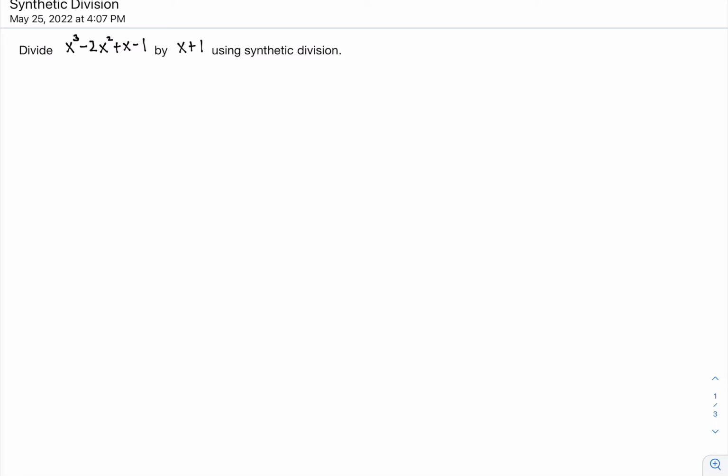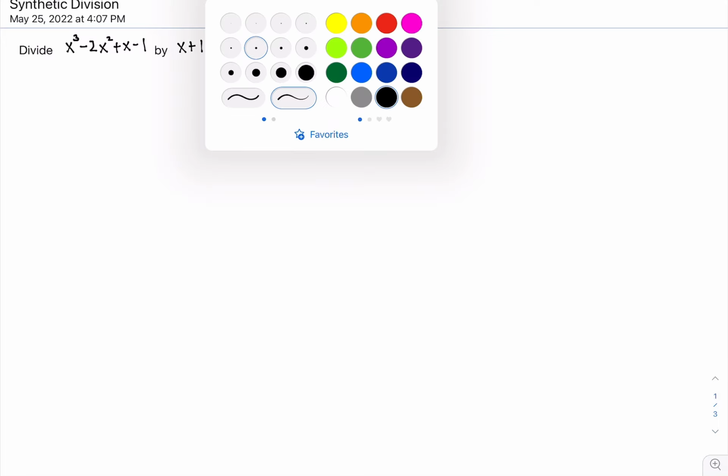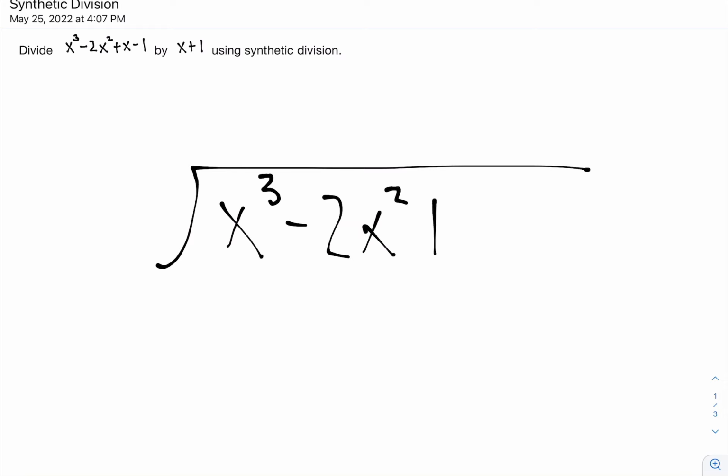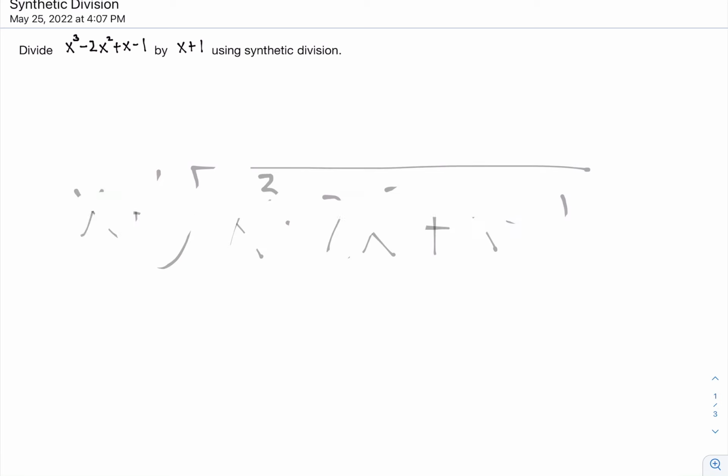So we're starting with a higher degree polynomial. In this case, it's a degree 3 polynomial, and we're dividing it by some linear term like x plus 1. With long division, remember we had this x to the third minus 2x squared plus x minus 1 on the inside, and we had x plus 1 on the outside. And we did all that stuff to try and whittle it down to smaller and smaller numbers.